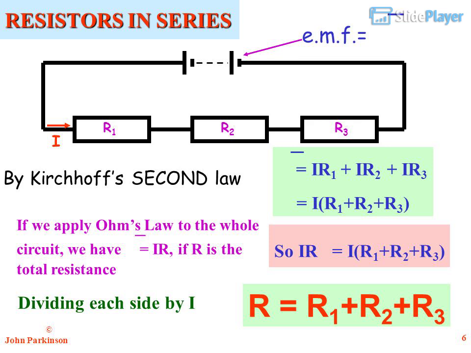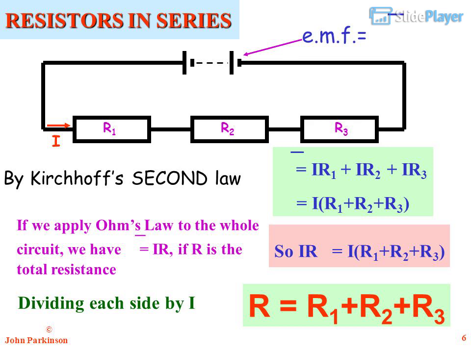Resistors in series. The EMF equals IR1 plus IR2 plus IR3, which equals I(R1 plus R2 plus R3), by Kirchhoff's second law. If we apply Ohm's law to the whole circuit, we have EMF equals IR, where R is the total resistance. So IR equals I(R1 plus R2 plus R3). Dividing each side by I, R equals R1 plus R2 plus R3.